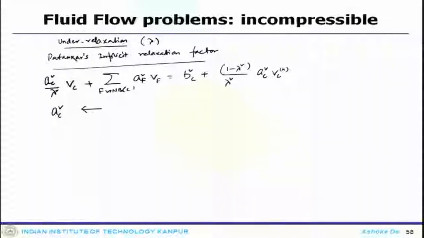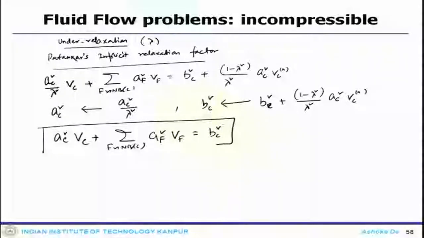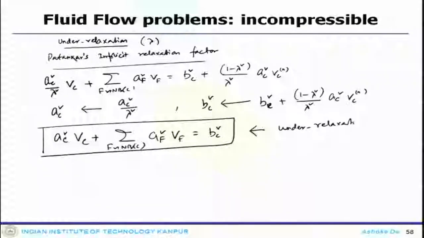which is essentially A_C^V divided by lambda_V, and B_C^V is redefined as B_C^V plus (1 minus lambda_V) by lambda_V times A_C^V times B_C^n. Now the under relaxed momentum equation, one can write like A_C^V V_C plus the summation over F in NB(C) of A_F^V V_F equals B_C^V. So this is what you write as the under relaxed momentum equation.